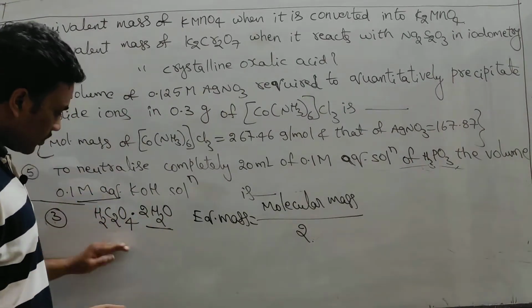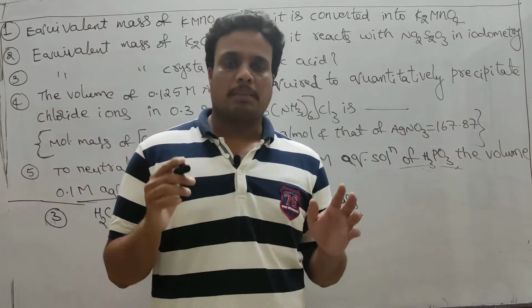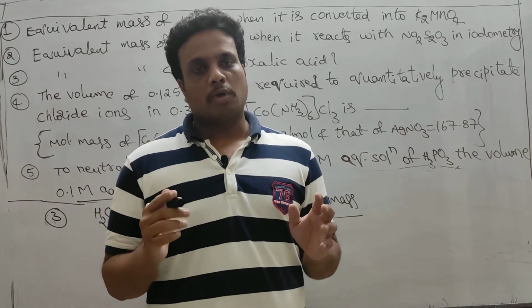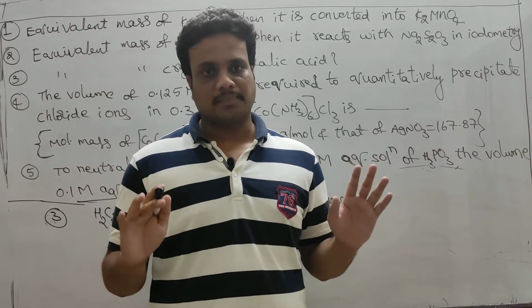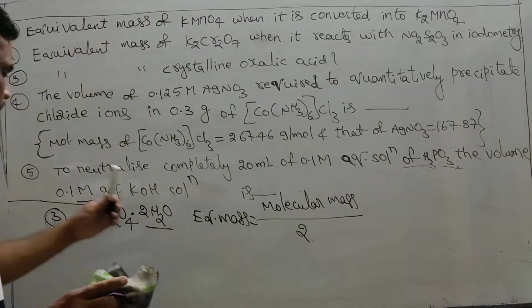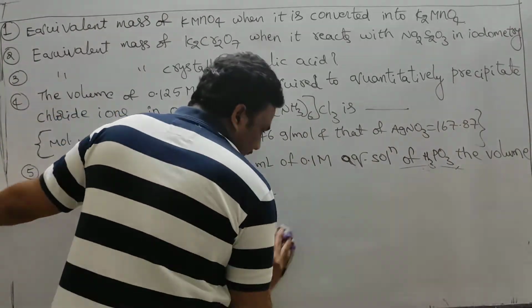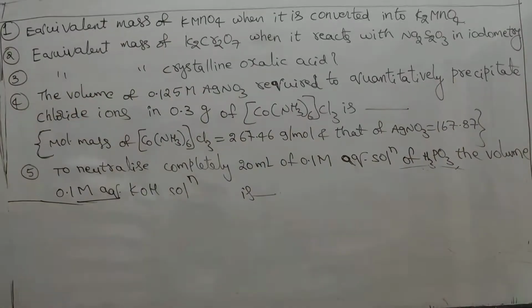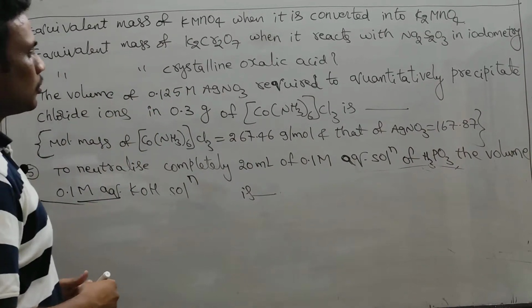The molecular formula of oxalic acid upon N factor. So in acids or salts, the presence of water molecule of crystallization never changes the N factor. Okay, so this is simple calculation. Now let's go ahead. Let us solve question number 4, the volume of 0.125 molar AgNO3.